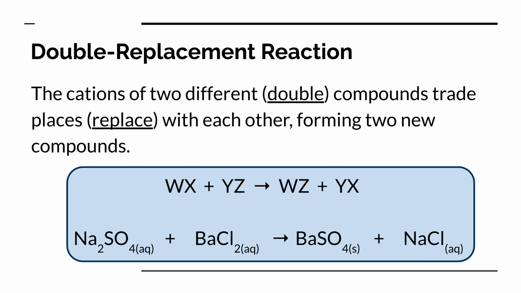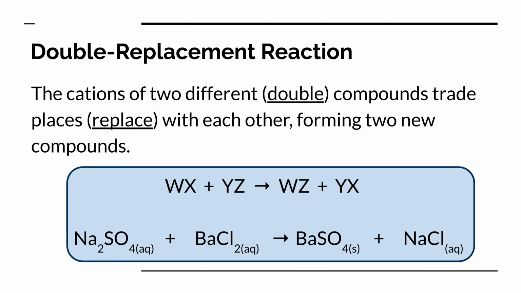And then we also have double replacement reactions, where you have two ionic compounds reacting and the ions are trading places. So you end up splitting them apart into their component ions, swapping them, and then sticking them back together.